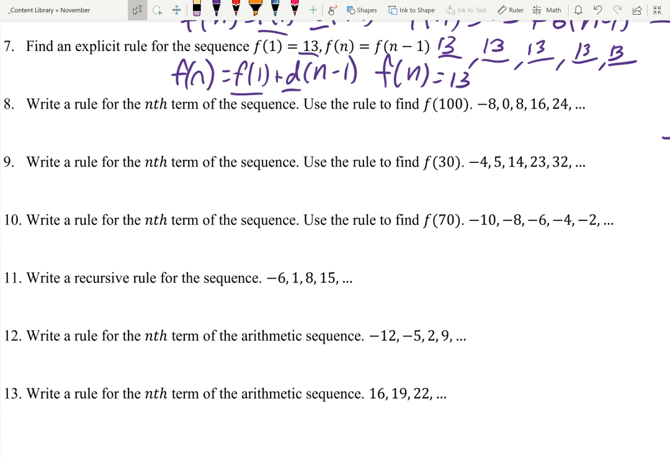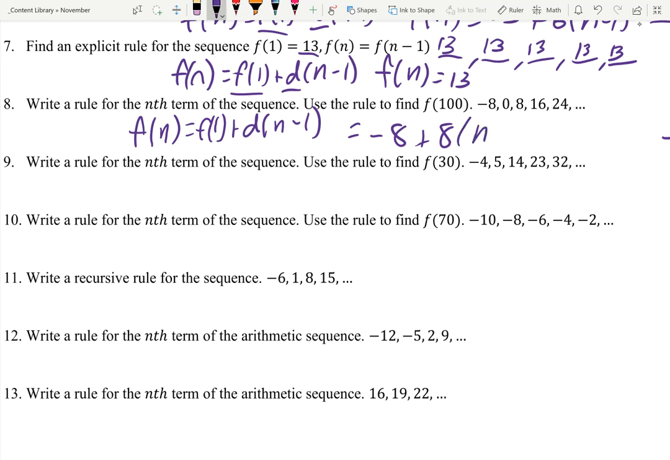All right, write a rule for the nth term of the sequence, and then use it to find the 100th term. Okay, so let's write a rule. F of n equals f of 1 plus d times n minus 1. Again, this formula shows up all the time, so make sure you use it. We're going to plug in what we need. So this is going to be negative 8 as our first term, plus 8, because you'll notice our common difference is adding 8, and minus 1.